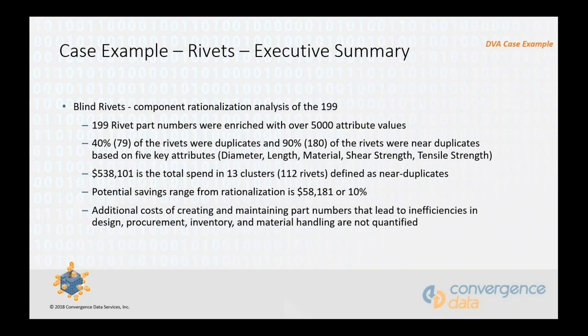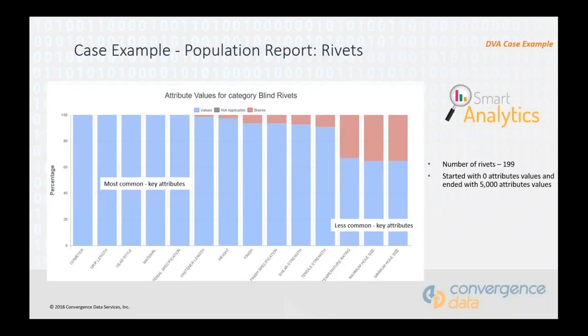From here, it looks like there's a potential of 40% duplicates and 90% near duplicates for these rivets, which is quite high. And the spend for these rivets is over $500,000. So there's significant opportunities here for rationalization. And try to estimate what you think those savings are. In this example, we think we can save close to $60,000 on these rivets with a DBA analysis. So this is a sample of an executive summary.